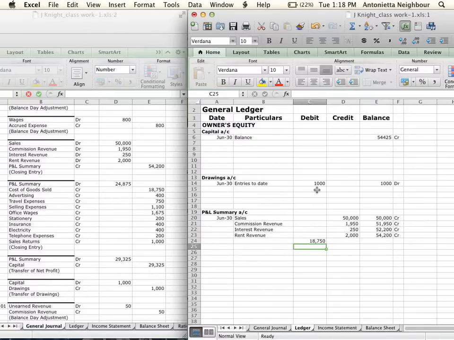Drawings account, though, at the end of every accounting period, it gets closed off. It doesn't have a balance the next accounting period. It has nothing in it the next accounting period. It's empty, waiting to collect all of the drawings information for that year. And then at the end of that year, it gets closed off to capital. So because it doesn't have a balance from one accounting period to the next, we call that entries to date.